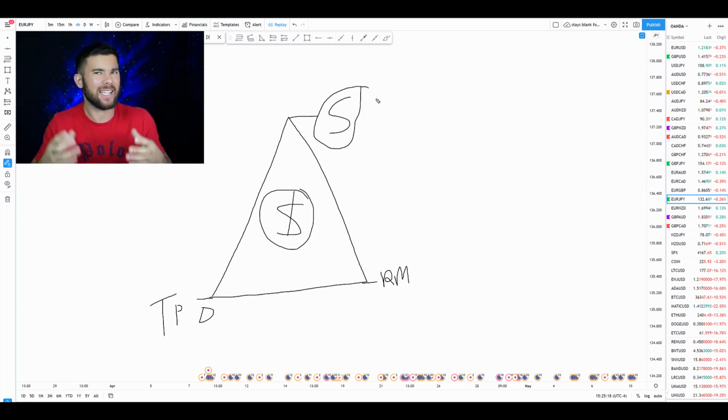Like that's not a strategy. That's a price action pattern. In no way is that a strategy. We need a set of rules where we know exactly what our qualifications are for the first bottom.